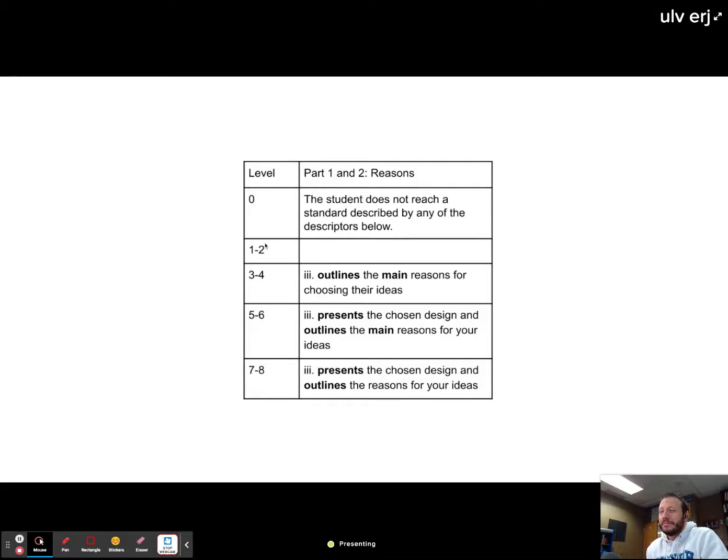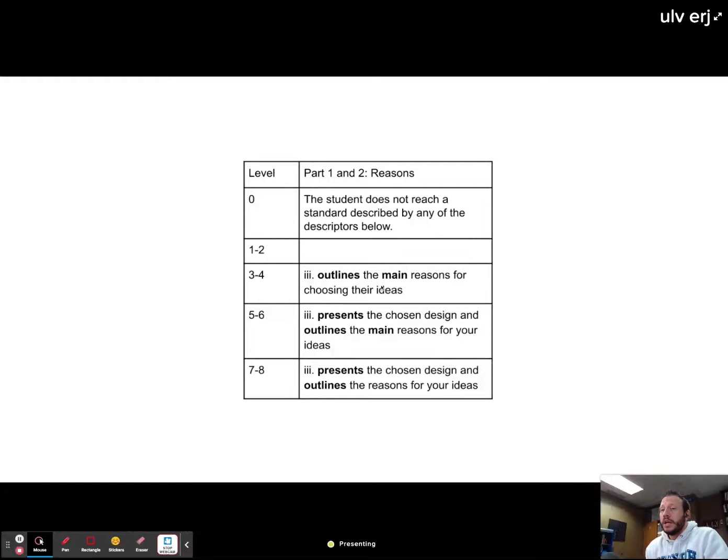1 to 2 is kind of a gray area. Usually you're going to start with reasons up to a 3 to 4. So if you give me maybe one reason, you might be in the 1 to 2 range, but generally you should be in the 3 to 4 range if you're giving me more reasons. So it outlines the main reason for choosing their ideas, presents the chosen design and outlines.